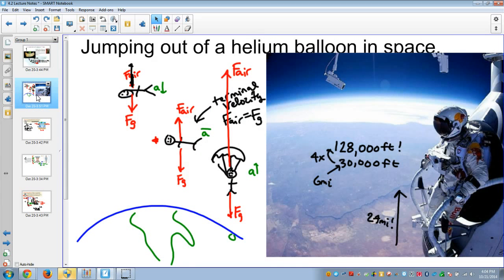The forces are relative. It depends, is there acceleration? Are you accelerating down? No acceleration? Or accelerating up? That's the key for me when I look at any problem. Am I accelerating?